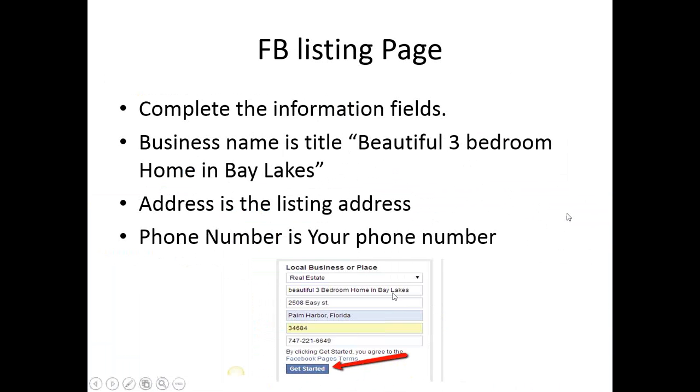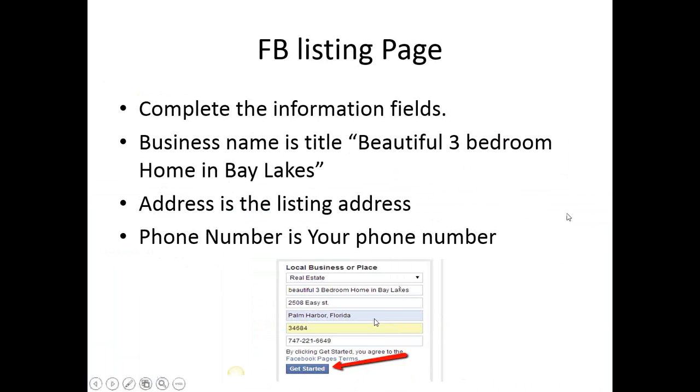You're then going to complete the information fields that are provided. The business name for this instance is the title of your listing. Beautiful 3-bedroom home in Bay Lakes. Great golf course home in San Diego. Beautiful 4-bedroom lakefront home outside of Dallas. You're basically going to give it a title. The name of your business is the title of your listing.